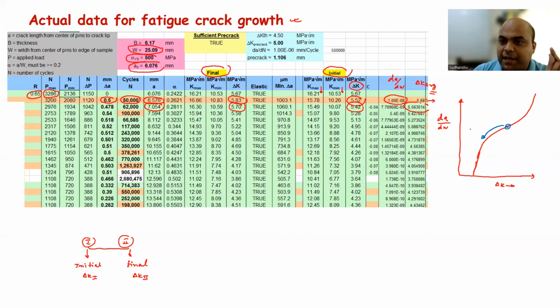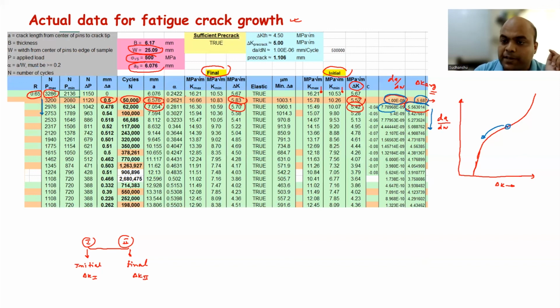So you started with 5.68 with a dA by dN of 10 to the power minus 8. Then it goes to 5.56 with a dA by dN of 7.70 times 10 to the power minus 9. So you move down. And this is called the decreasing delta K method. I discussed that, one of the methods, right? And to do that, if you see here, you are actually decreasing P.